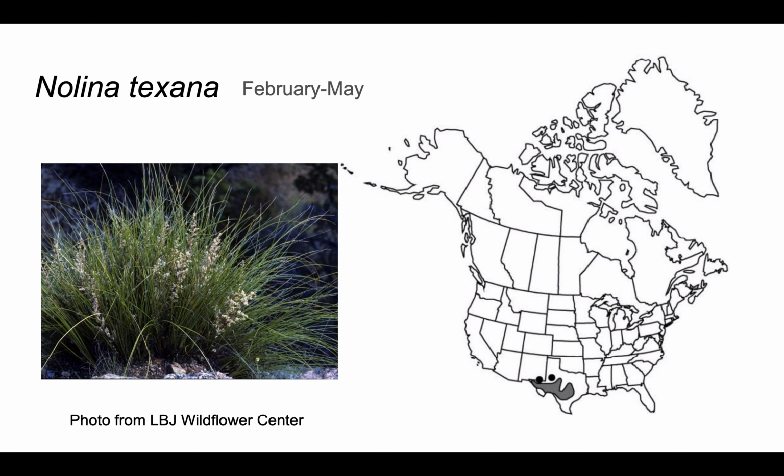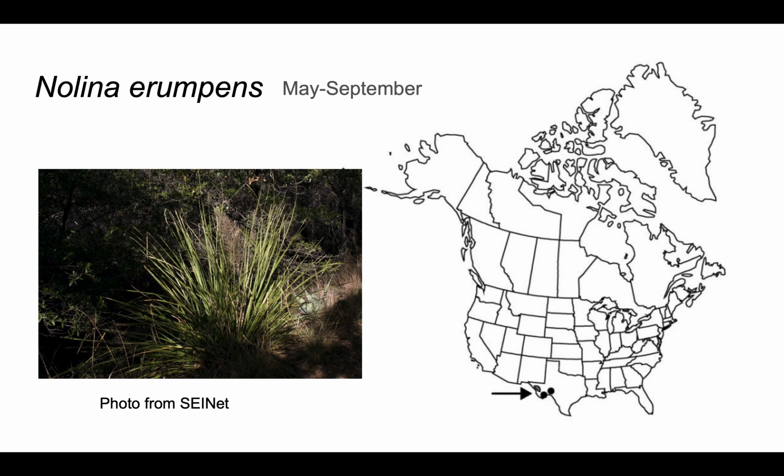And I meant to talk about this, but the distribution of Nolina texana is largely central and western Texas, occurring in the Edwards Plateau as well as the Trans-Pecos. And Nolina erumpens is exclusively in the Trans-Pecos and is also much more uncommon.